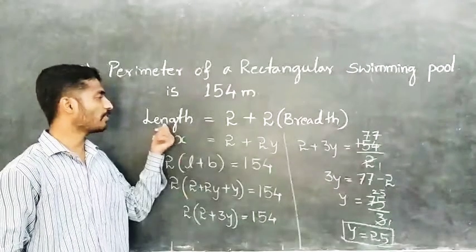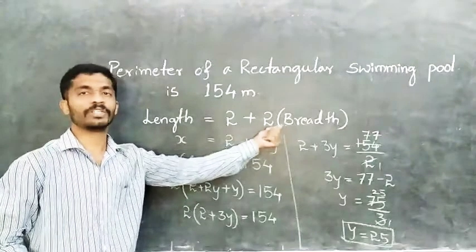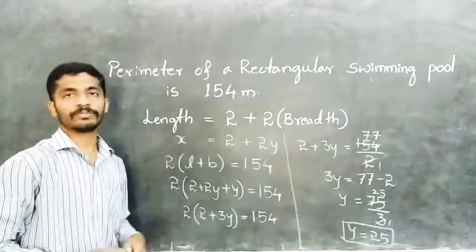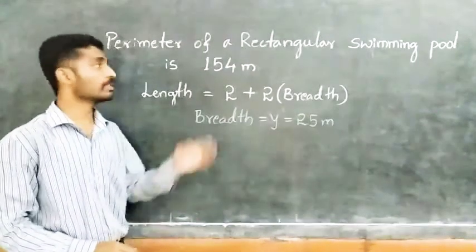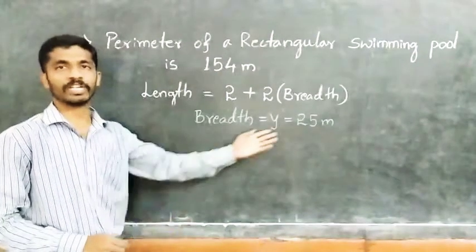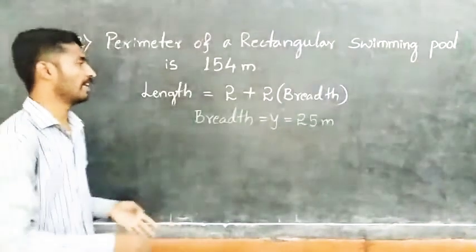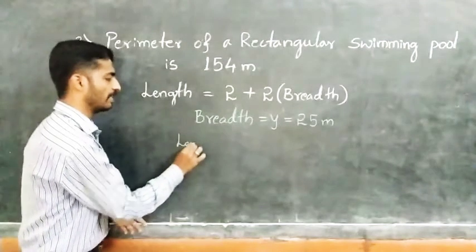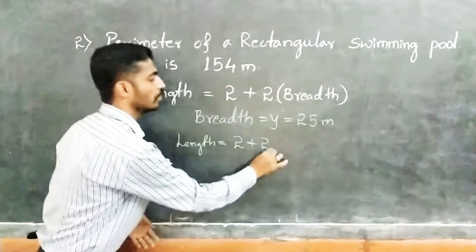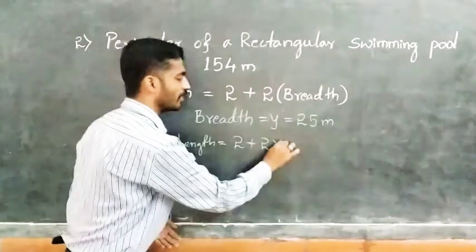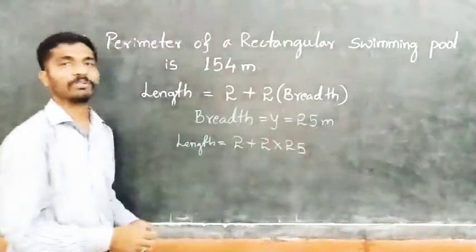So next what we have to find? We have to find the length. So just substitute the value of breadth, and we will get the length. We got breadth equal to y equal to 25 meters, because the perimeter is also in meters. So let's take the unit as meter. Now substitute this 25 in the length equation.